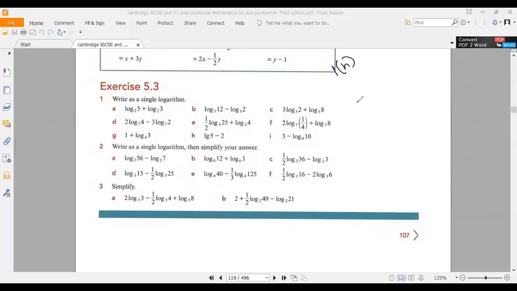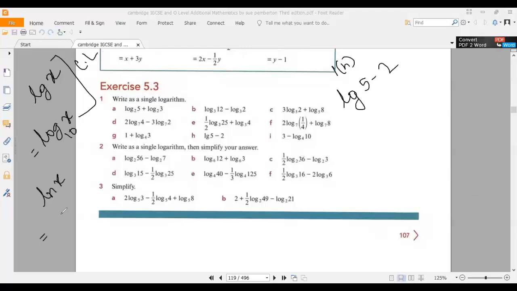Now 1h. lg 5 minus 2. lg 5 means actually 10 base logarithm. We know that 3 types of logarithm are very important, but in Additional Math you have to know especially 2. The base 10 logarithm, that is lg, is also called the common logarithm. Another one is ln x, that means e base logarithm. The e base logarithm is called the natural logarithm.